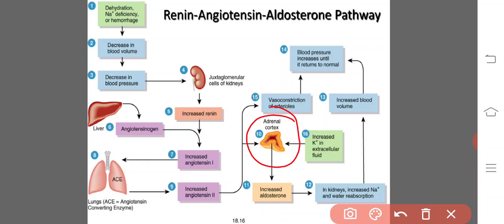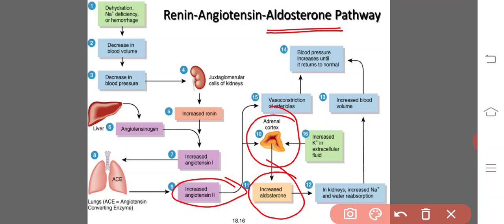the kidney. The adrenal gland, especially the adrenal cortex, leads to the release of the hormone aldosterone. As we know, the cortical hormones are cortisone, cortisol, corticosterone and aldosterone. These are the hormones produced by the adrenal cortex, whereas the medulla produces the catecholamines like adrenaline and noradrenaline. Now this aldosterone, produced by the adrenal cortex due to the stimulation of angiotensin 2, acts upon the kidneys.